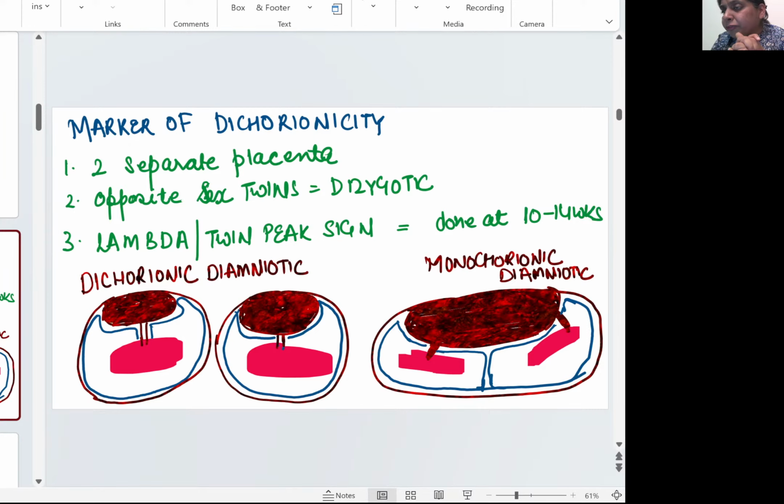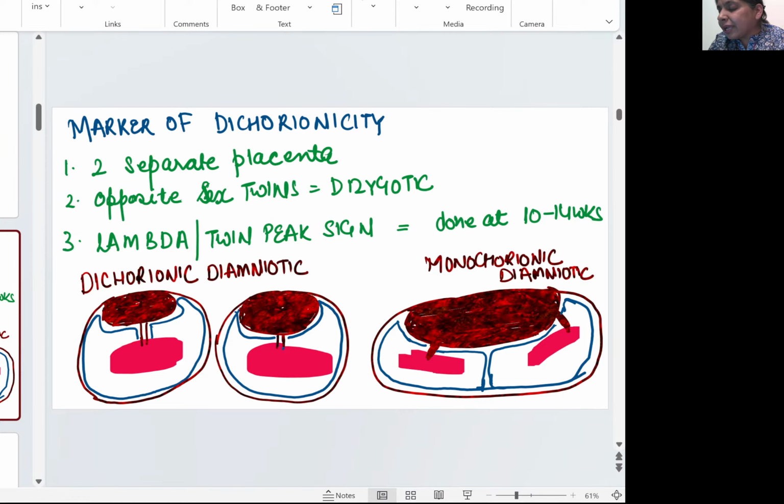Yes, if 2 placentas are present, then we see the lambda and twin peak sign. What is another name of lambda sign? Twin peak sign. As you can see in the diagram, 2 placentas are present. This is dichorionic, diamniotic, and monochorionic, diamniotic. So what happens in dichorionic, diamniotic?